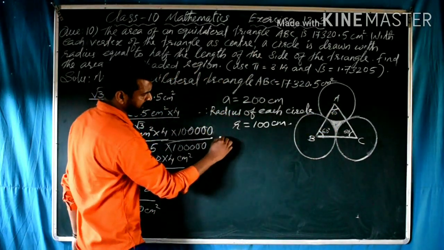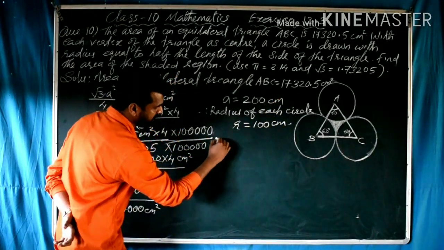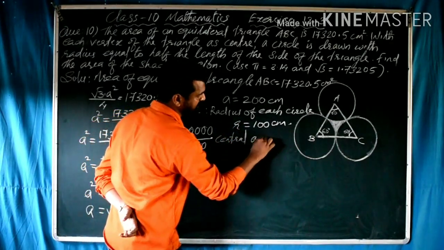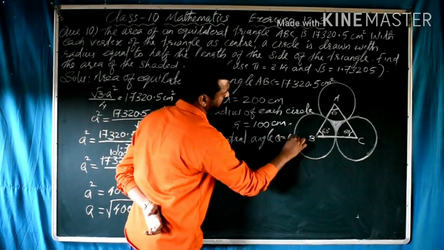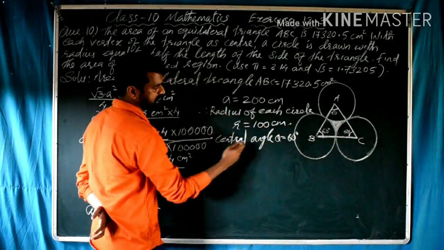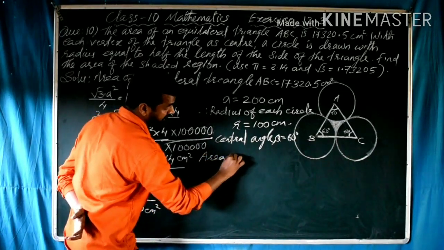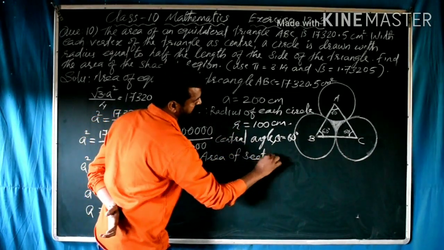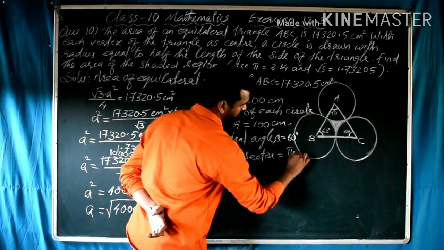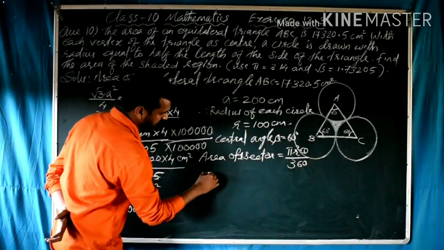Then again we can write R is equal to, we got 100 centimeter. Before finding the area of the sector, we will write the central angle theta. Central angle theta is equal to 60 degree, because it is an equilateral triangle. Now we can find the area of the sector. Area of one sector is equal to, what is the formula? Pi r square theta divided by 360, that is equal to, substitute the values there.